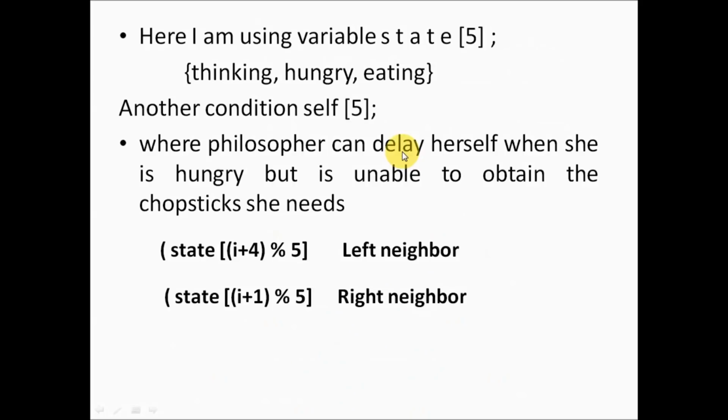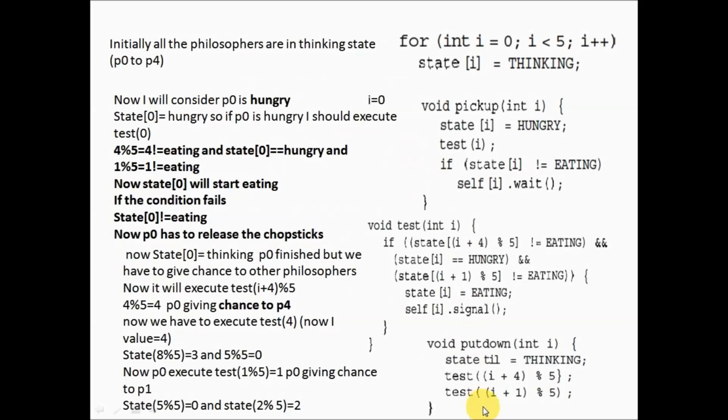See here? So it is giving a chance, right? Wait here. So i is 4, 5 modulus 5 is 0. So P0 is giving the chance to P1. So P0 executes test. What is that value here? 0 only, sorry. So P0 is giving a chance. So what is the value of this i value? 0. 0 plus 1 is what?